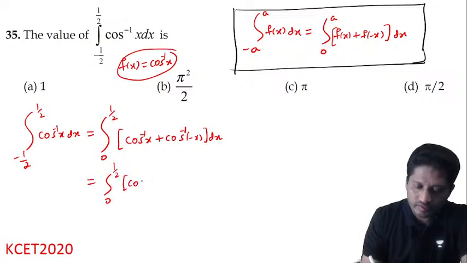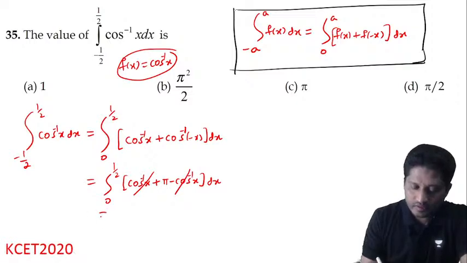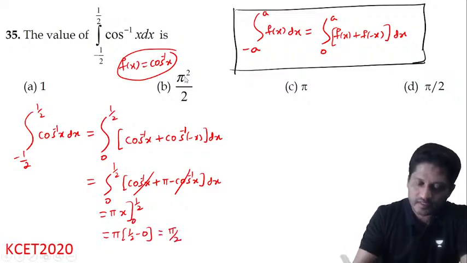0 to half, cos inverse of x. Cos inverse of minus x is pi minus cos inverse of x. Okay, and then dx. This will cancel. Pi is a constant, taken out. Integration of dx is x, between the limits 0 to half. So this is pi times 1 by 2 minus 0, which is equal to pi upon 2. Right, the answer is option D.